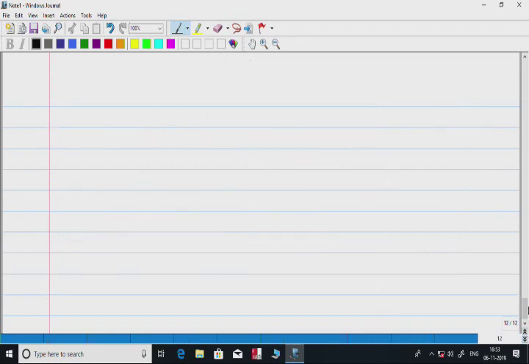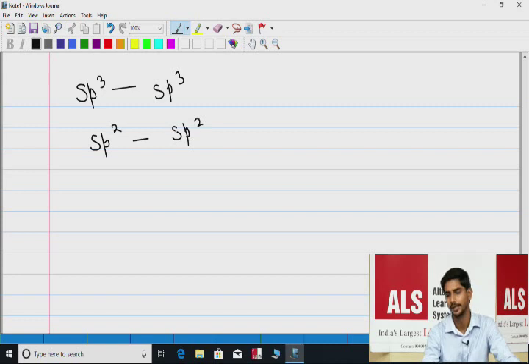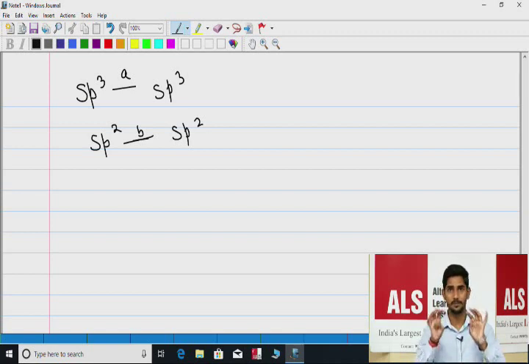Now guys, I have a question for you. Just look at the screen and tell me. There is a bond which is found by sp3, and there is a bond which is, do not copy this, found by sp2. This is A and this is B. Which one will have the higher value, A or B? A and B are the bond lengths. A is found by the sp3 overlapping, and B is found by the sp2 overlapping. Tell me, which one should have the higher value? Relate with the electronegativity.